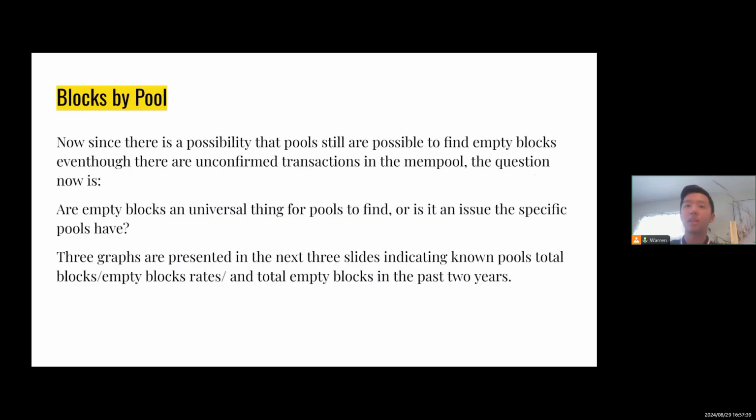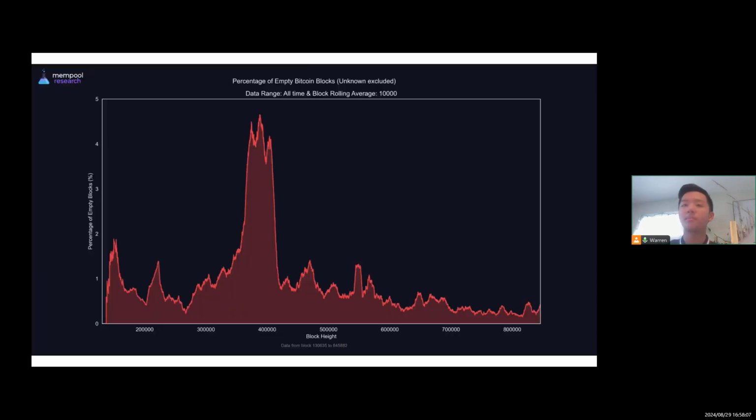Now let's sort the blocks by pool. Since pools are still able to find empty blocks even though there are unconfirmed transactions in the mempool, the question now is, are empty blocks a universal thing for pools to find, or is it an issue that specific pools have? Three graphs are presented in the next three slides, indicating known pools, total blocks, empty block rates, and total empty blocks in the past 2 years.